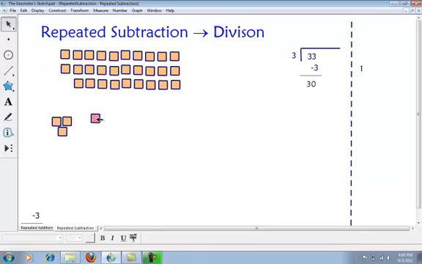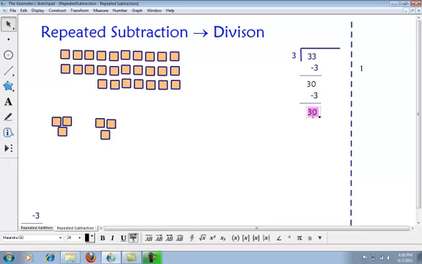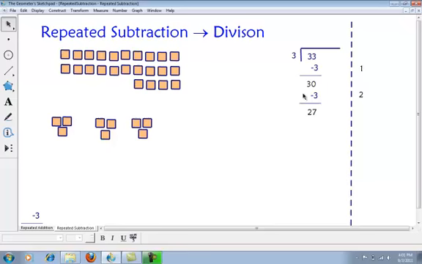So I'm going to come over here again, and I'm going to make another group of 3, which means I'm going to take away 3. That leaves me with 27 tiles, and I have 2 groups of 3 now. But I need to keep going. I have 27 more tiles to put into groups of 3. So let's make another group of 3. That means I'm taking 3 away from my total of 27, which leaves me with 24 tiles in my whole group to divide.